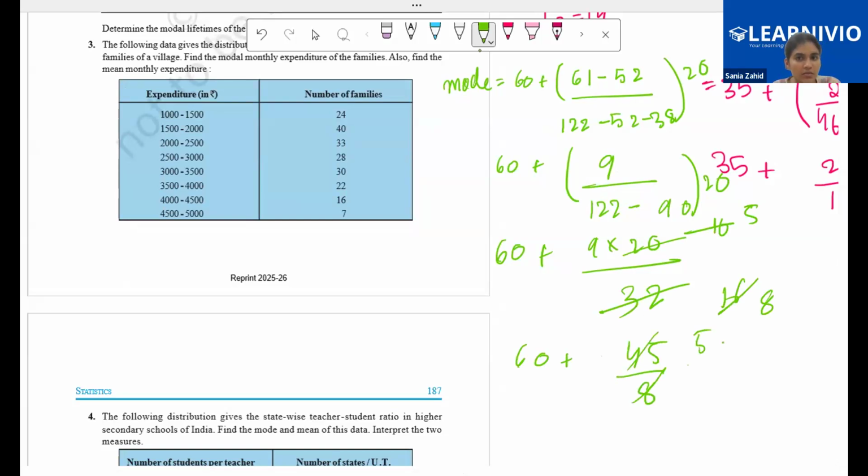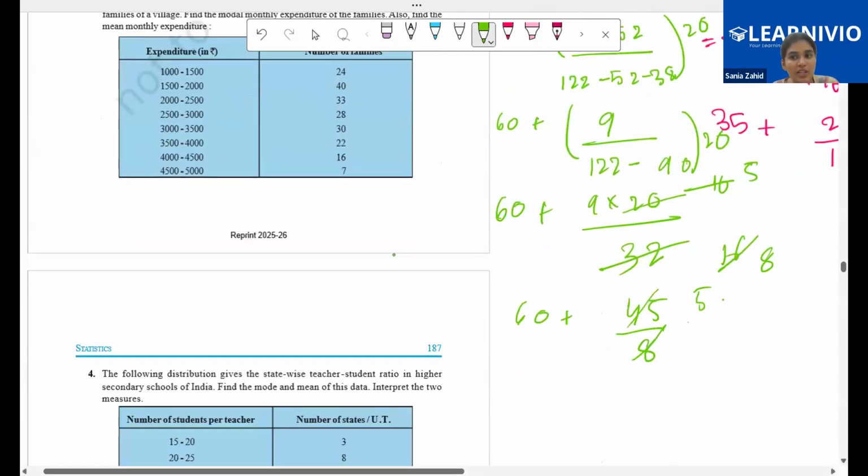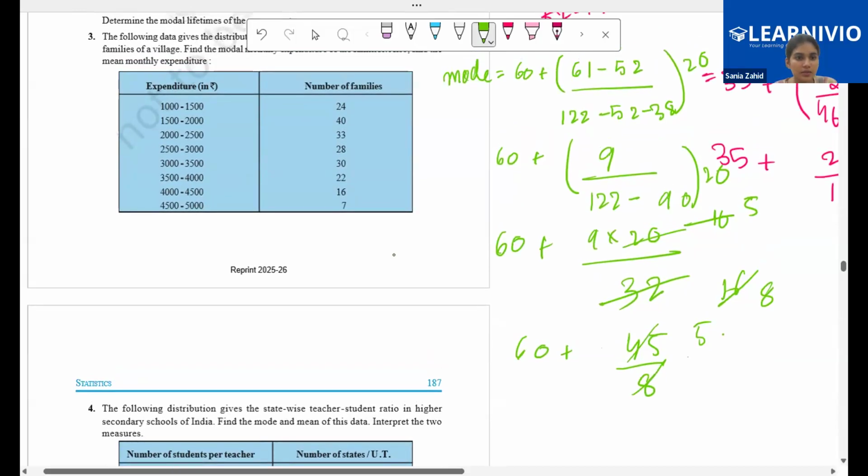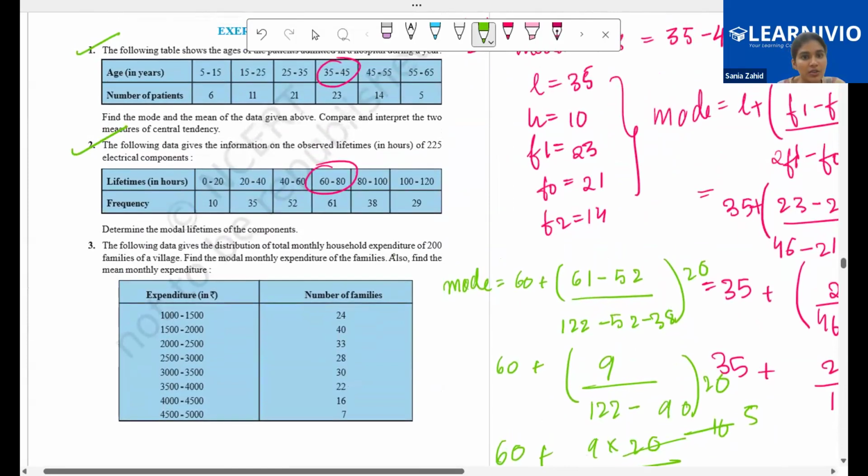62 point something you're getting? No, you can't get 62 point something. It's 60 plus 5 point something, so it should be 65 point something. Check where you made a mistake. The answer should be approximately 65.5. You put height as 10? No, height is not 10, height is 20.